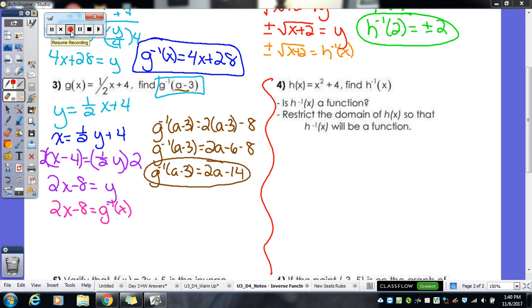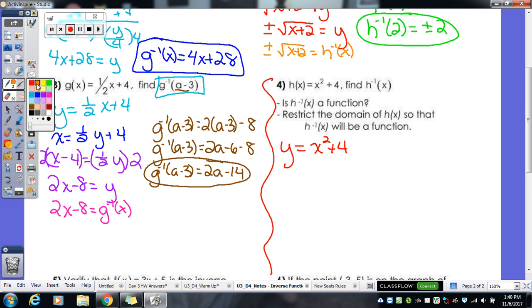There we go. Okay, number 4 says h of x equals x squared plus 4. They want us to find h to the negative 1 of x, and then they got a couple of questions about it. So let's first find our inverse like they told us to do. That means find our inverse. So I plug my y in there. What's my next step? Switch them. So we get x equals y squared plus 4.